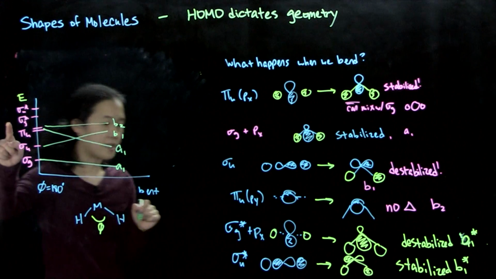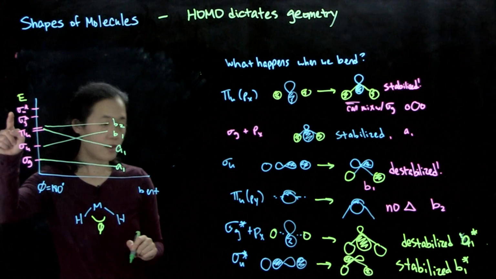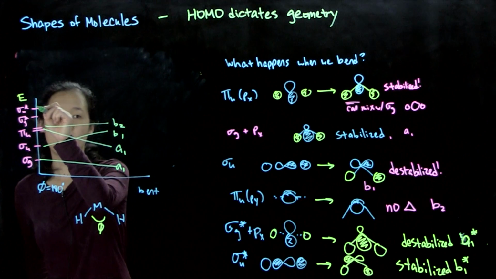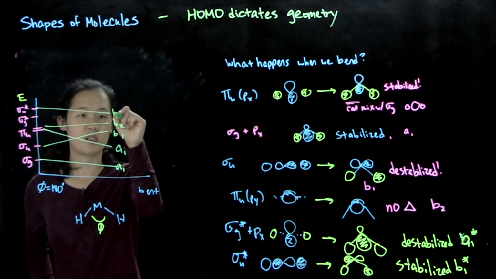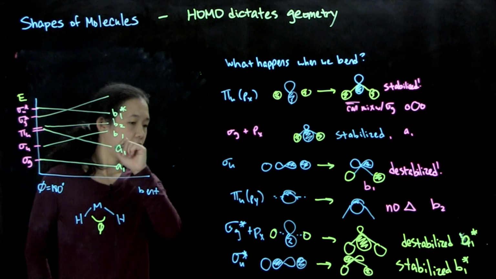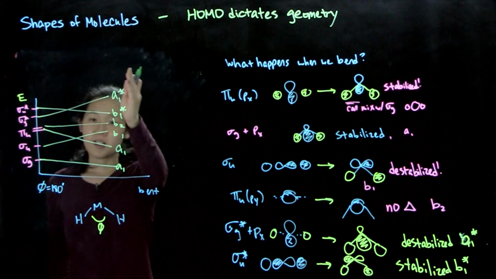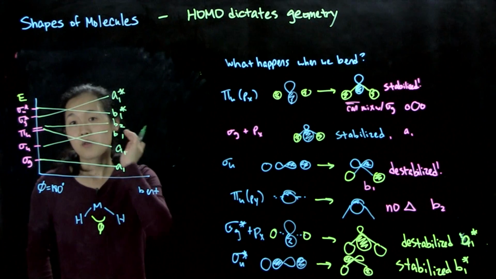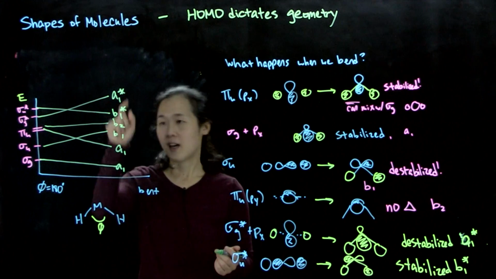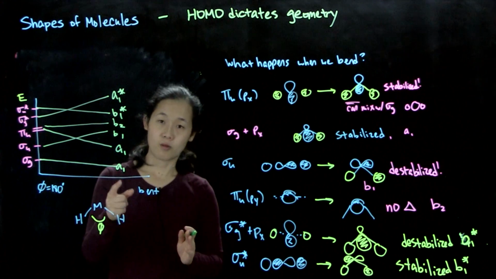And then our sigma G star over here was destabilized upon mixing, and our sigma U star was stabilized. So we have our stabilized sigma U star, which was B1 star, and our sigma G star was destabilized and became our A1 star. So this final ordering should match what we got for the MO diagram of water, which is a C2V main group dihydride that's bent, right? So the more you bend, the more extreme these changes will become.